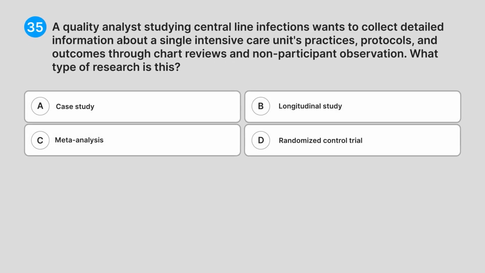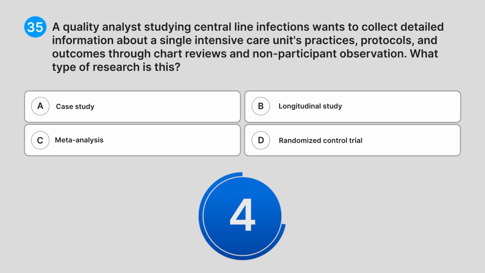35. A quality analyst studying central line infections wants to collect detailed information about a single intensive care unit's practices, protocols, and outcomes through chart reviews and non-participant observation. What type of research is this? A. Case study. B. Longitudinal study. C. Meta-analysis. D. Randomized control trial. Can you guess the answer?